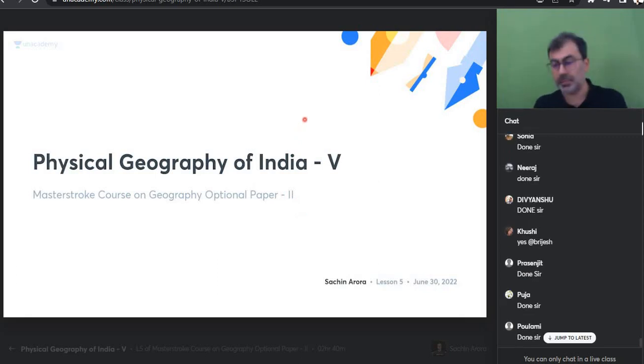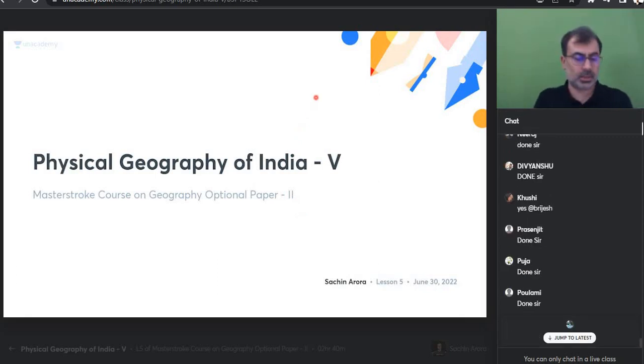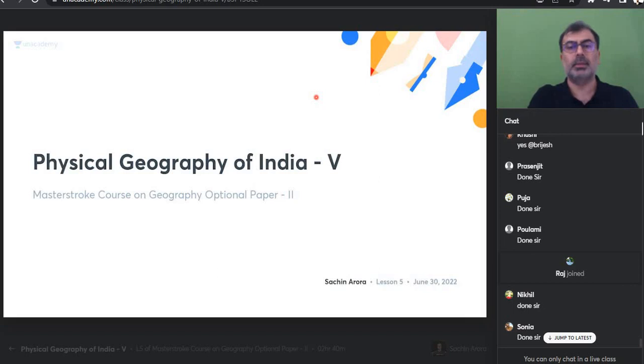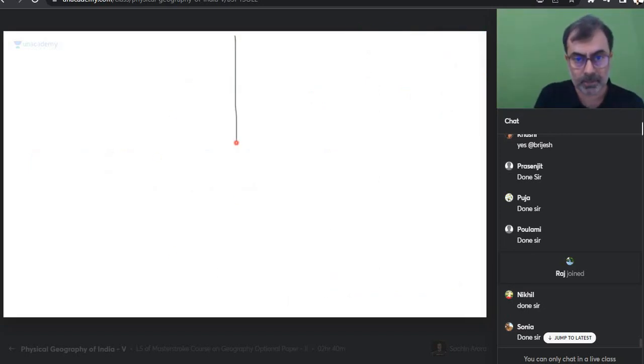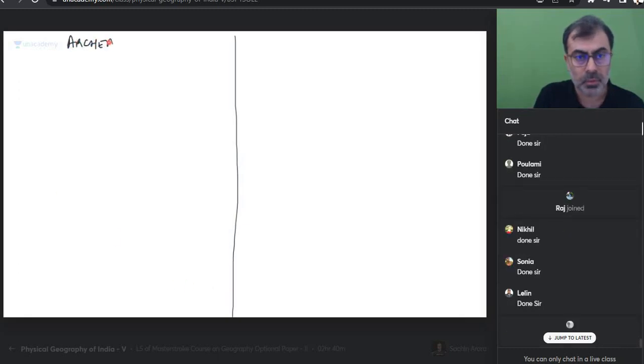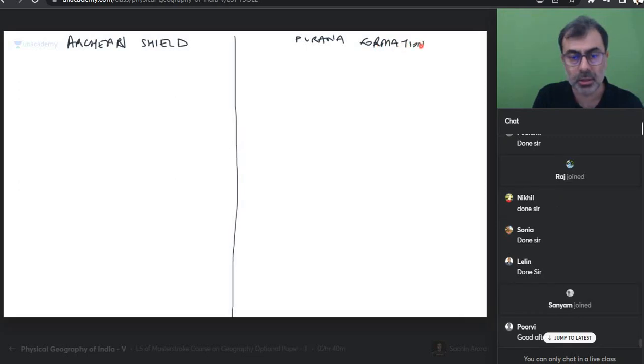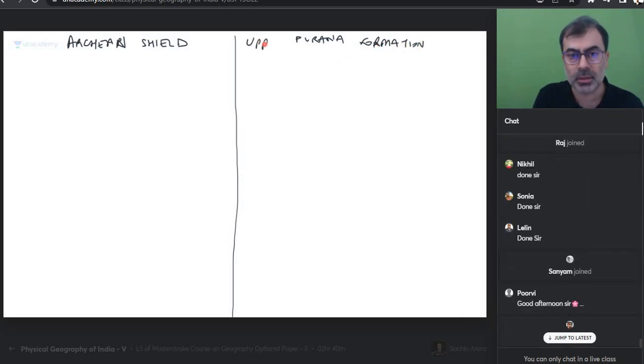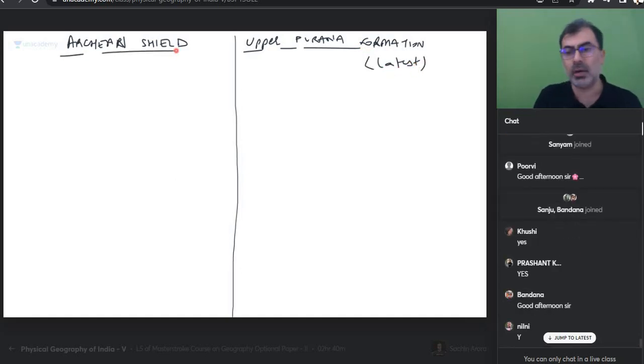Map done? Okay, everyone. So two things, quickly: a test and a warm up for the class. Just to tell you that you can be confident on that, and this is what we are looking at. One is the Archean shields, another is the Purana formation. Which Purana formation? Late Purana. Remember Upper Purana, the last one, the latest which we had? So let us see how many of you remember quickly. Two maps, map 1, map 2.